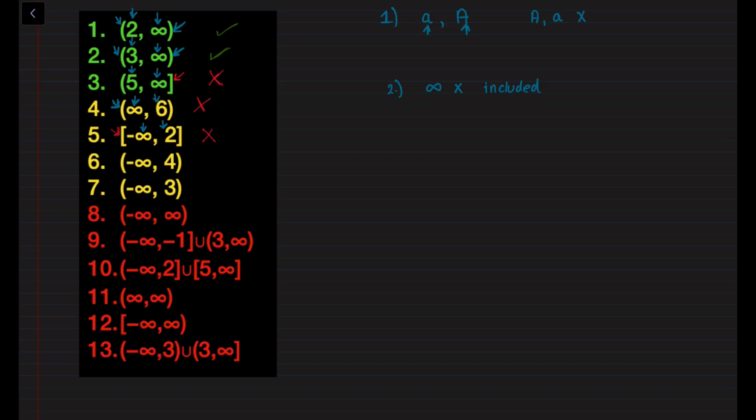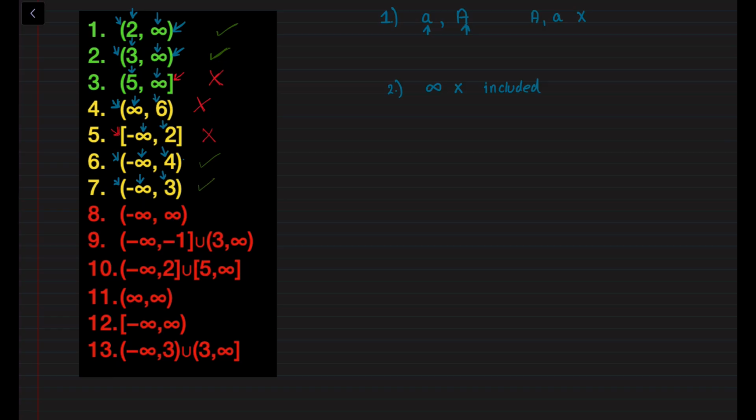Over here, we have negative infinity on the left-hand side. It is not included. 4 is bigger than negative infinity, and it doesn't really matter if this thing's included or not. So this interval is valid. Here, we have negative infinity, and it's excluded. We have 3, and 3 can be excluded or included. So this is completely valid.